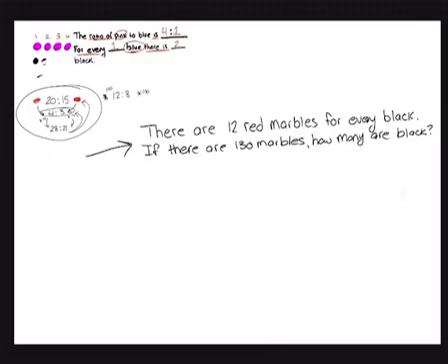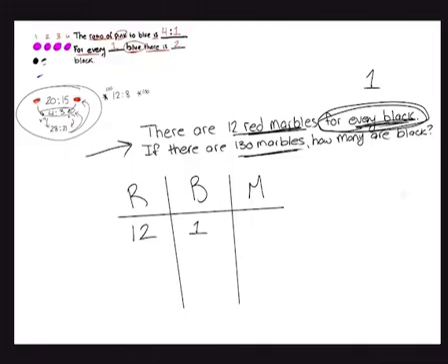So in order to make a table, I need to look at what my categories are. My categories are red, black, and marbles. So if I have 3 categories, then I need 3 columns in my table. I need to make sure that they are labeled. So we're going to put red here, black here, and marbles here. Next, I need to fill in my numbers for the batch that they gave me. I know that there are 12 red marbles for every black.